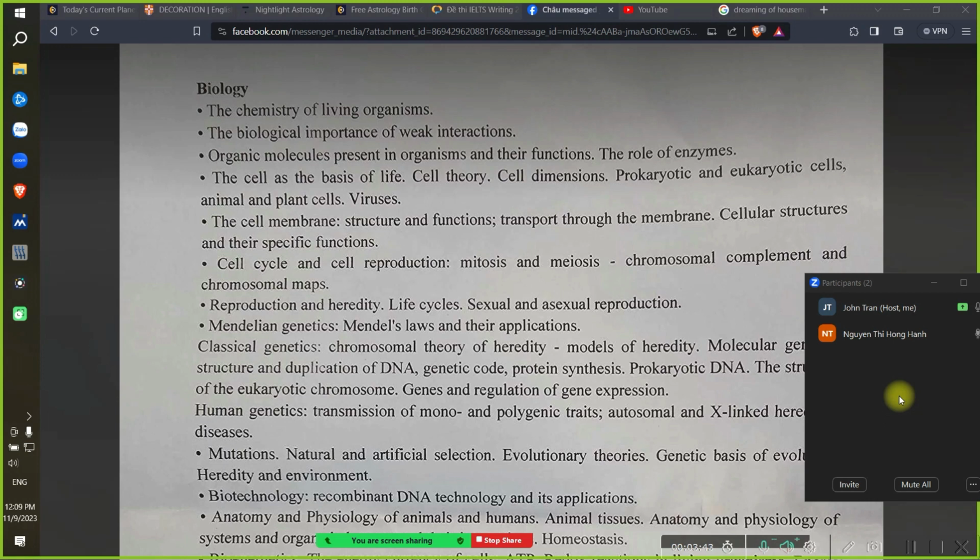Another compound in a cell membrane is protein. So the cell membrane consists of a lot of different proteins. If you see a circular shape, that is a globular protein. If you see some proteins on the surface of the phospholipid.